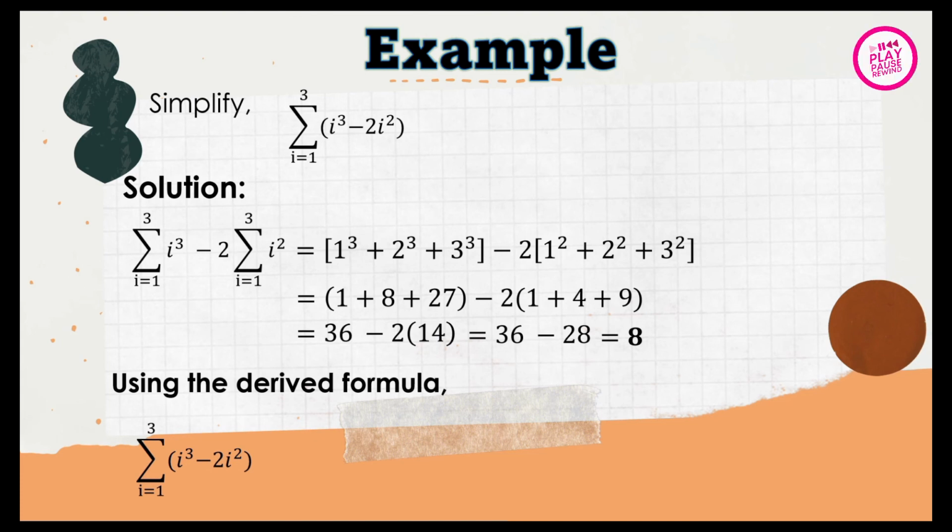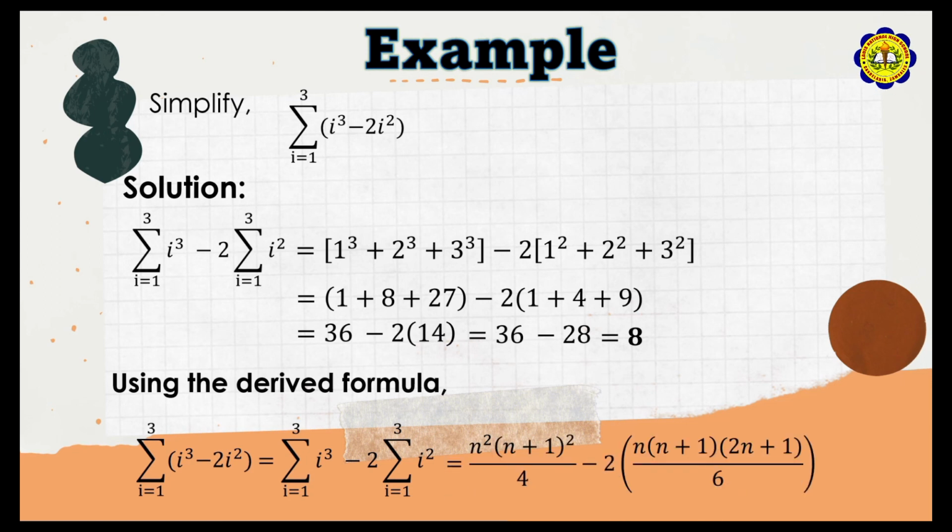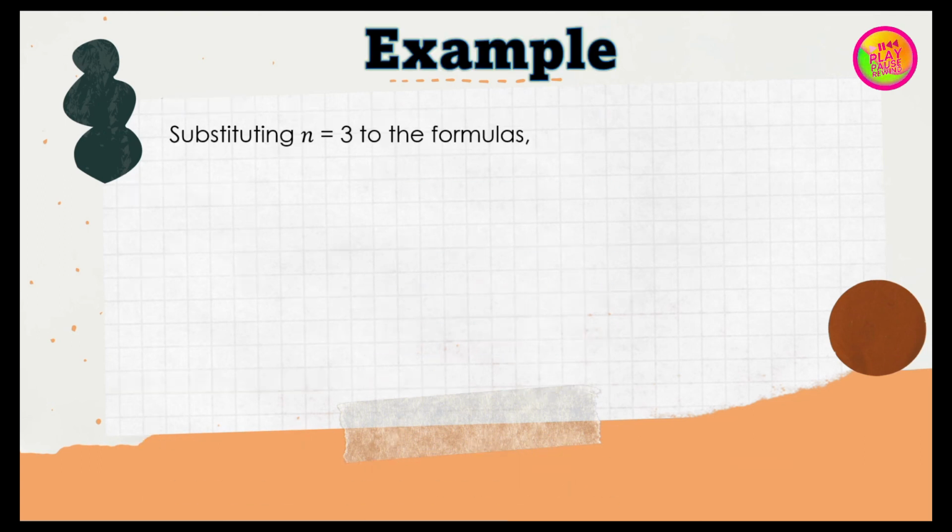Using the derived formula, the summation of i raised to 3 minus 2i raised to 2 from i equals 1 to 3 is equal to the summation of i raised to 3 from i equals 1 to 3 minus 2 times the summation of i raised to 2 from i equals 1 to 3, which is n squared times (n plus 1) squared over 4 minus 2 times n times (n plus 1) times (2n plus 1) over 6.